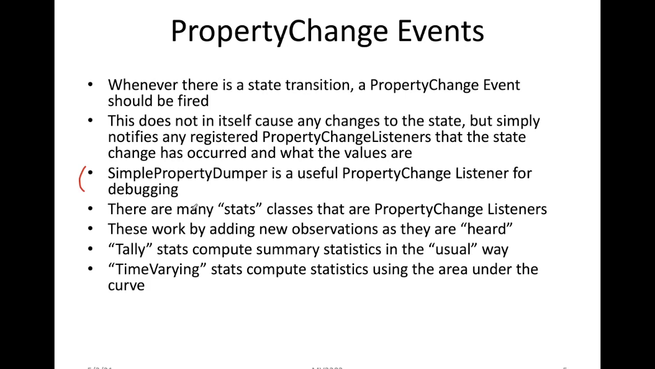And one thing under the hood is that you notice that sometimes a property change event is fired with no old value. And the simple property dumper notices that when the old value is null, it just ignores it. It just says, okay, this is just the new value. It only reports the new value. This is useful for debugging. In production mode, if I'm going to run my model for 100,000 time units, I'm just going to get a whole load of spam on the output. So that's why in production mode, you turn it off, and you turn it off just by commenting out the listener.